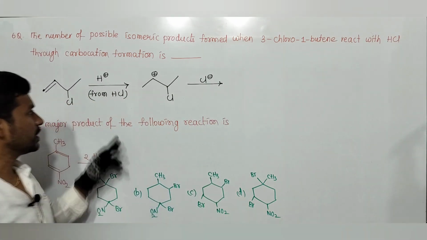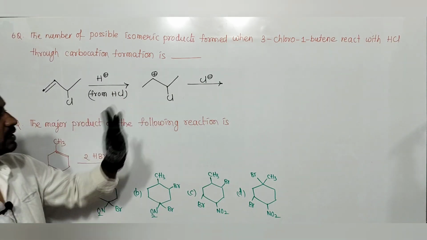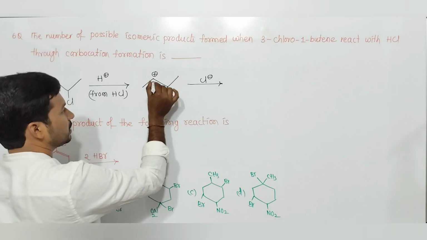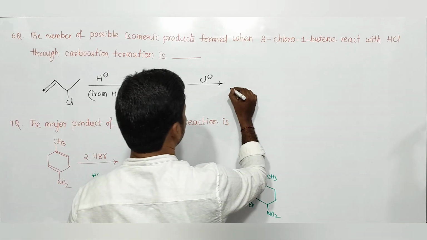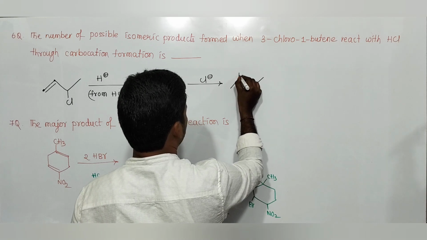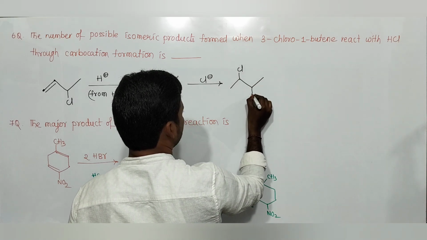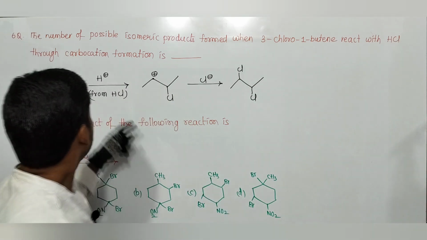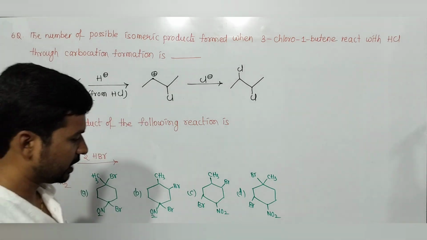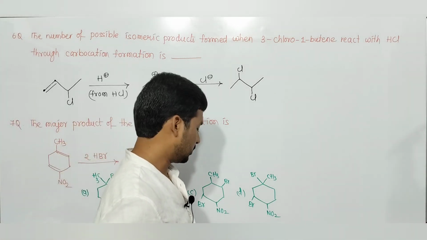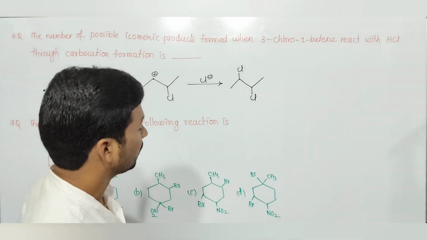In HCl, H plus, after addition of H plus, Cl minus addition takes place here. Cl minus addition takes place there. So 1, 2, 3, 4, here Cl, here Cl. The number of isomeric products: how many isomers are formed? Stereoisomers, total number of isomers.